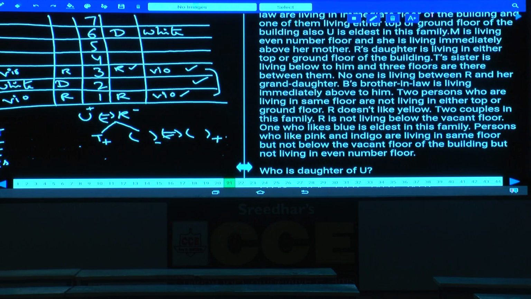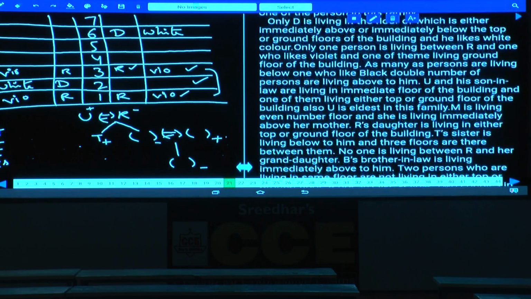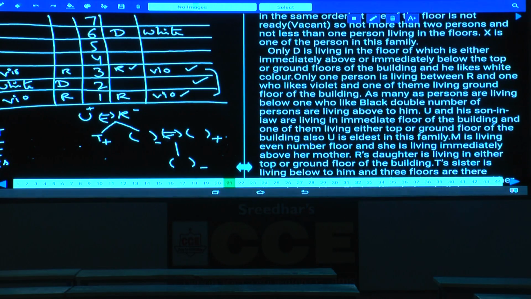And one granddaughter is also there. And who is that granddaughter here? And the granddaughter is here. Now this person is a female. 1, 2, 3. And R's daughter is living either on the top or the ground floor. Now let us finalize this one. Only D is living on the floor which is either immediately above or immediately below the ground floor of the building.